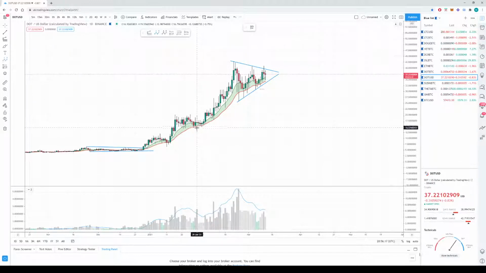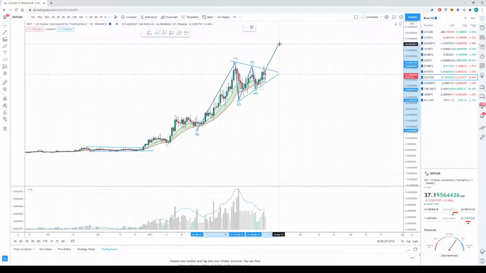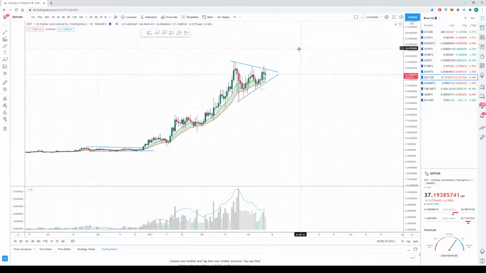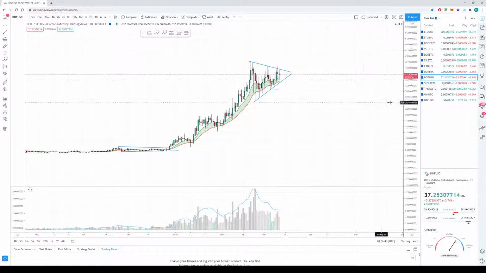Whenever you have pennants or triangles, you normally have one touch, two touch. I know there's been a third touch here, but it has to touch the other end for me to count it as 3. 3, 4, and on 5 it breaks. If the fifth one doesn't break and then it goes down, then it's more likely that it's going to break to the downside. So that is Litecoin.